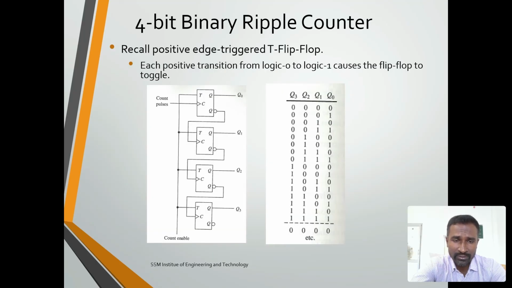Here I am trying to explain, for understanding, the 4-bit binary ripple counter. The ripple counter represents an asynchronous counter. We can see the asynchronous counter circuit here. The output of the previous flip flop is fed as the clock pulse of the next one. So this is called an asynchronous counter, because applying the clock is different.